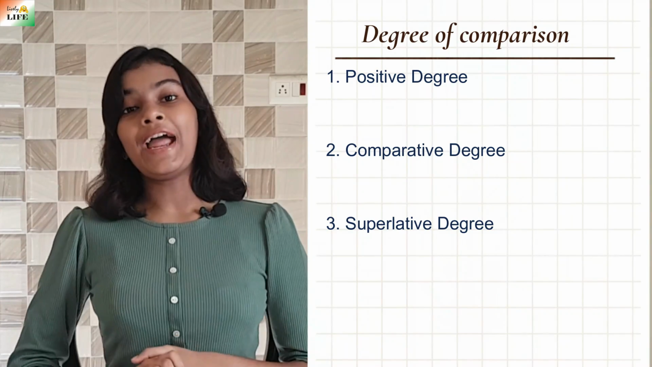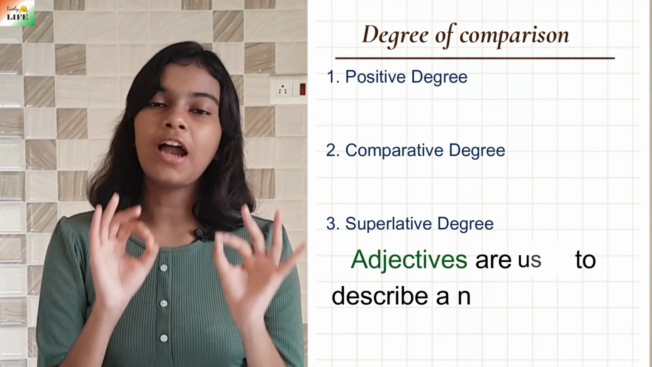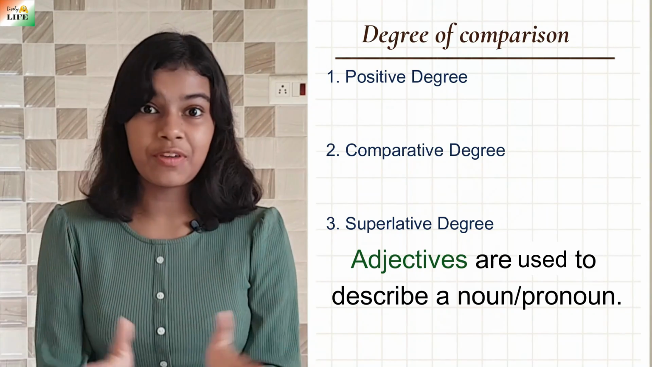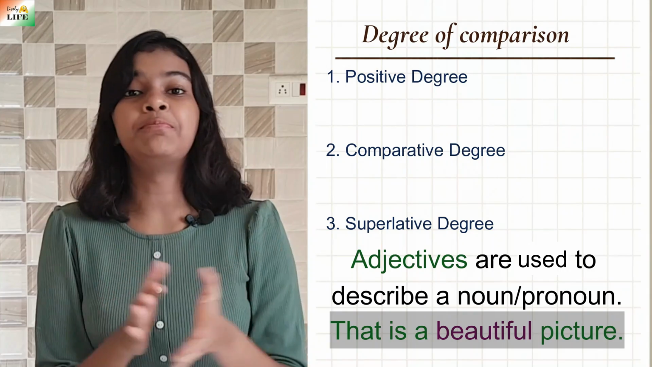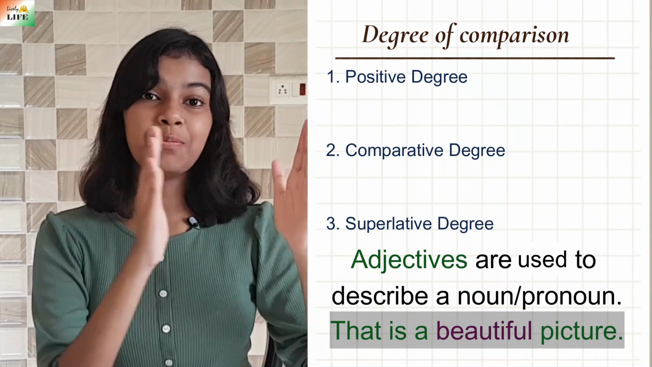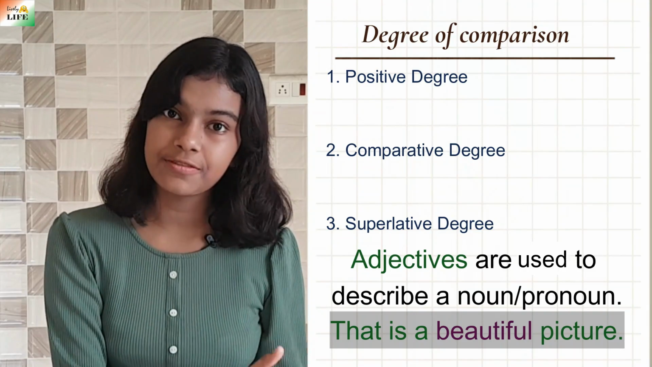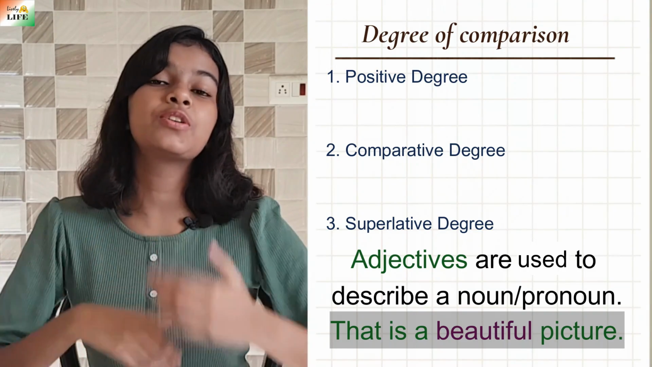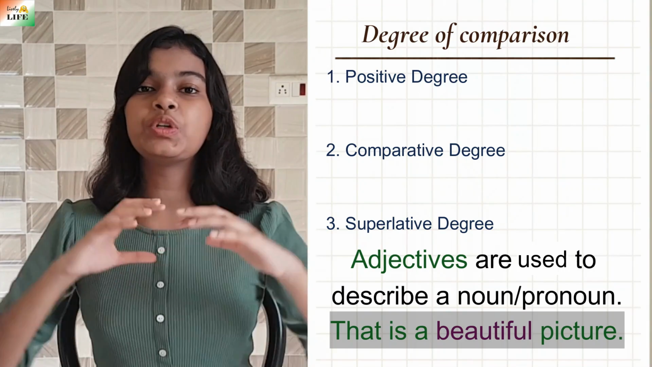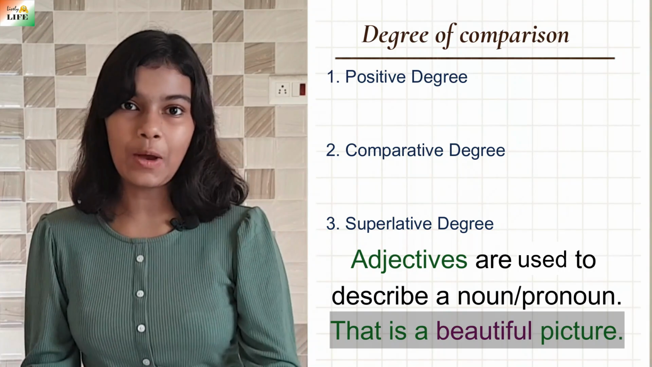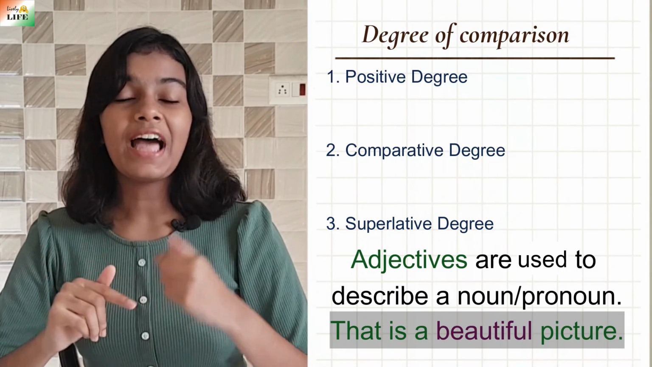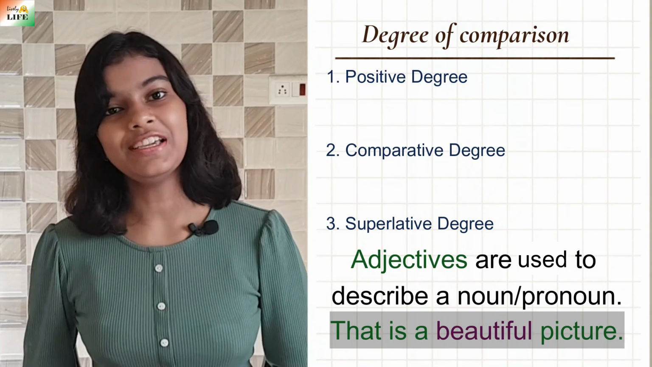At first, what are adjectives? Adjectives are used to describe a noun. I'm giving you an example. That is a beautiful picture. Picture is the noun and beautiful is the adjective. So, adjective is used to describe the noun. But what about when we need to compare two different nouns? So, at that time, we use the comparative and the superlative forms of the adjective.